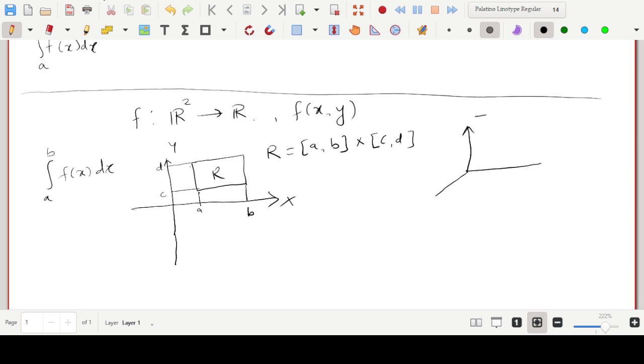Let's say this is the z-axis, this is the x-axis, this is the y-axis. Since it is a function from R2 to R, let's say it is a, b, c, d. This is the rectangle. I have just redrawn this rectangle R over here. Suppose the graph of the function looks like this. It is some sort of function like this.